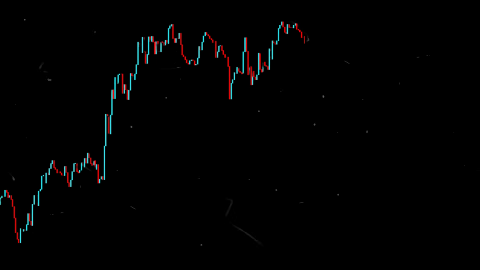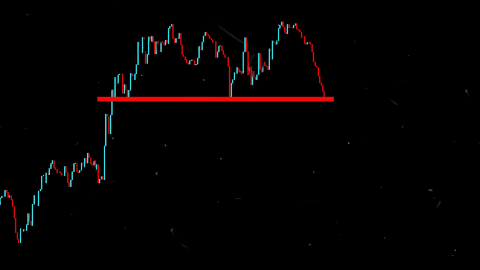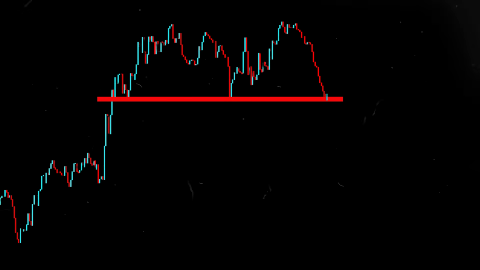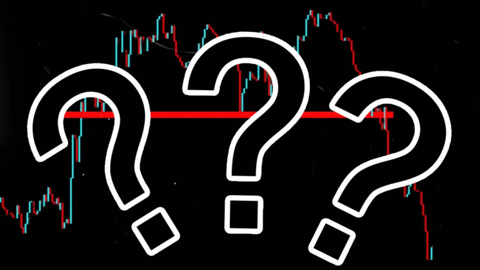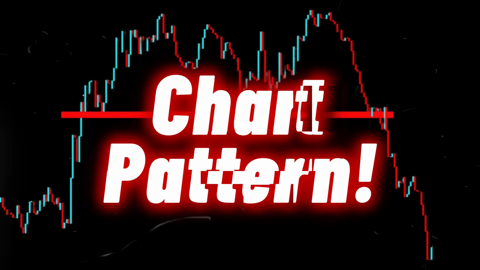Take this structure as an example. Price moves up, forms a base, and I draw a support line, and suddenly, candles break below it and start dropping. Why did this happen? Well, that is a chart reversal pattern.